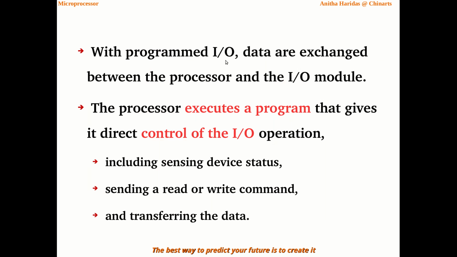So in the programmed input output, data will be exchanged between the processor and the input output module. Input output module is nothing but the interface unit, and for which what the processor will do? The processor will execute a program that gives the direct control of the input output operation. What do you mean by control of the input output operation? It is going to sense the status of the device, and it will be sending a read command or a write command, or it is going to transfer the data. So all these control will be done by the CPU itself.